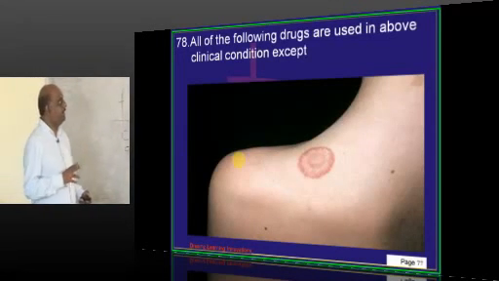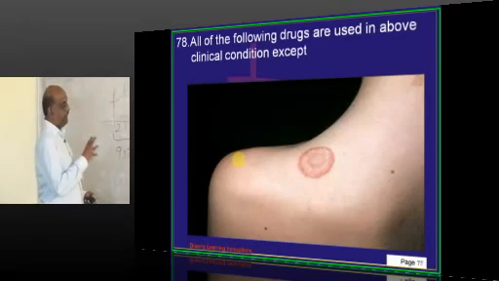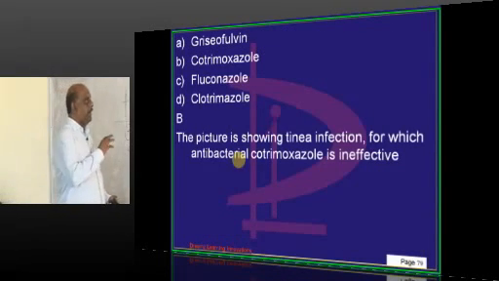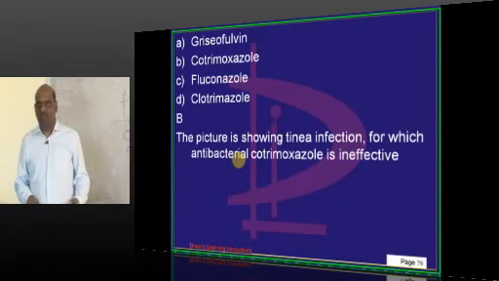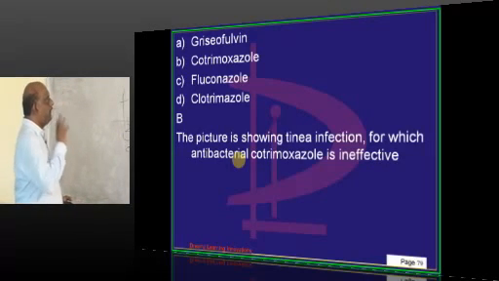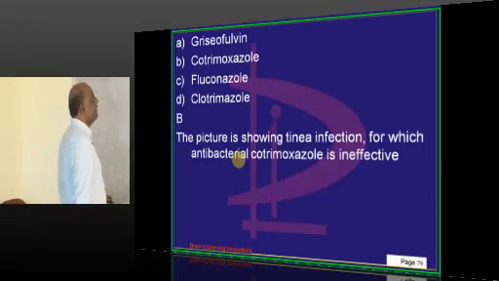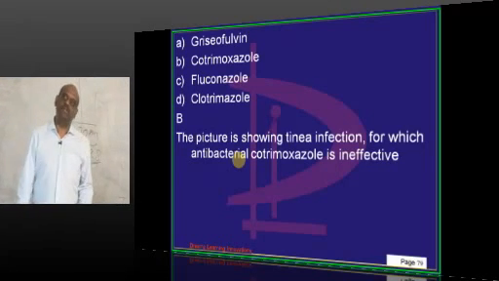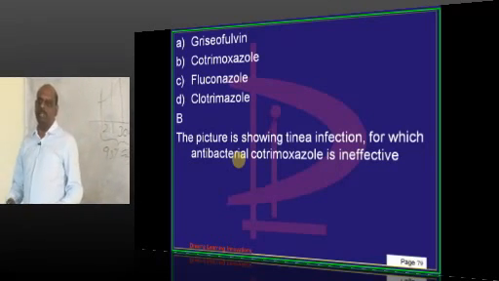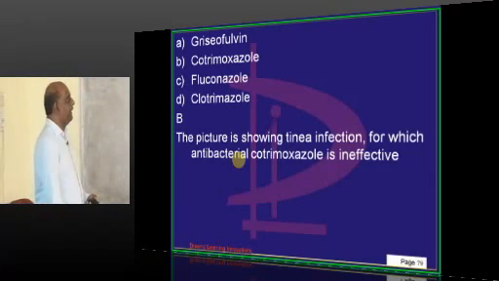Now this given clinical condition is a tinea infection, ringworm. So we use griseofulvin, fluconazole, clotrimazole, etc., but not cotrimoxazole. Cotrimoxazole is trimethoprim sulfamethoxazole.